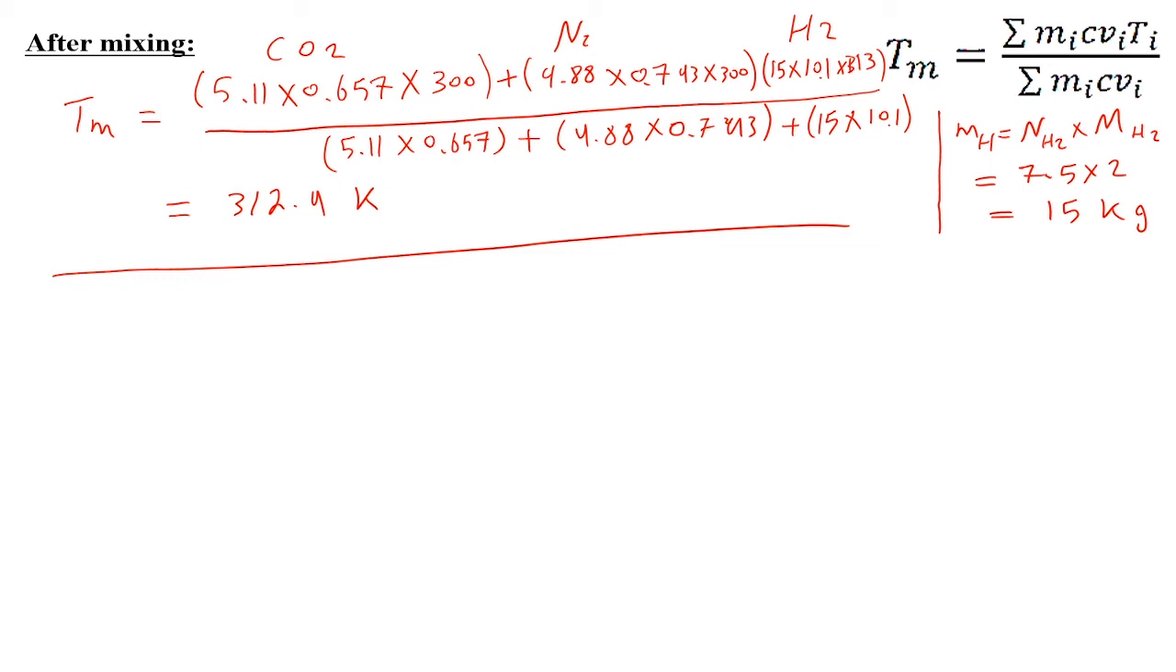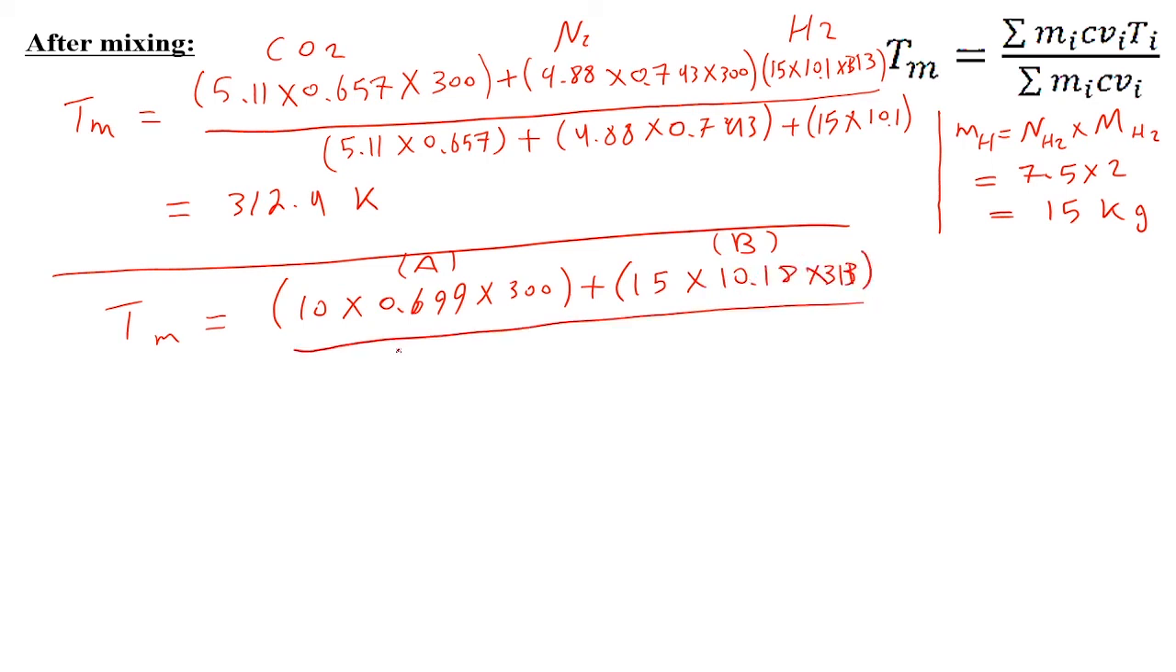Another way to solve it is using space A and space B. So we'll have only two brackets, not three brackets. In this case, the temperature of the mixture will be, space A is the mixture of CO2 and nitrogen, so the mass is 10 kg. We take the CV for space A that we just calculated, multiplied by the temperature. Then for space B, it contains only hydrogen, so hydrogen is 15 kg multiplied by CV multiplied by temperature. In the bottom we use the same brackets but without the temperature. So we'll get the same value. The mean temperature of the mixture is 314.4 Kelvin.